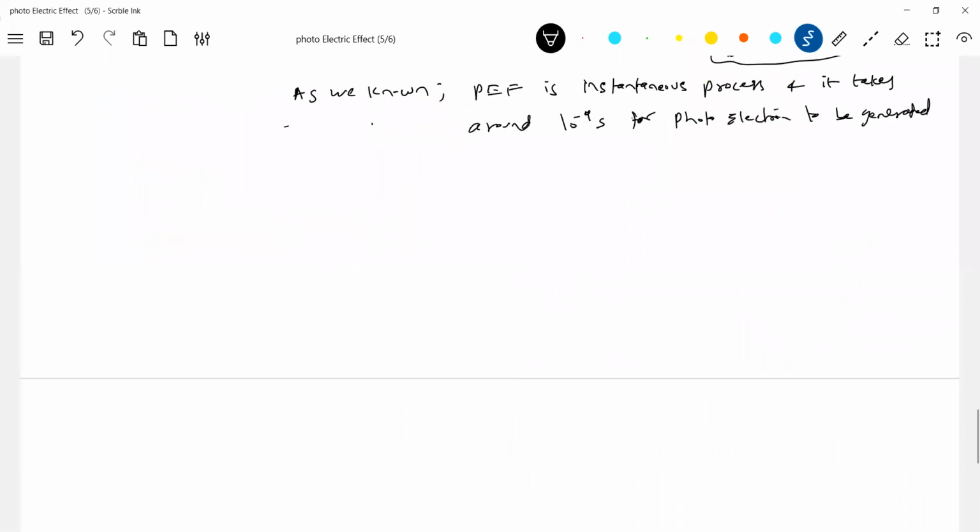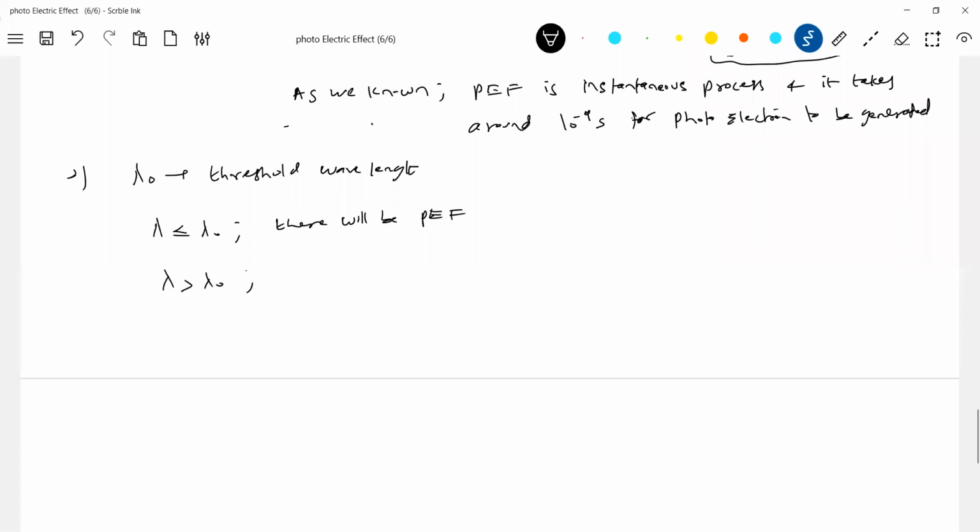Second one. I'll get one threshold wavelength, which I'll call lambda naught. If lambda is less than or equal to lambda naught, there will be a photoelectric effect. If lambda is greater than lambda naught, there will be no photoelectric effect.